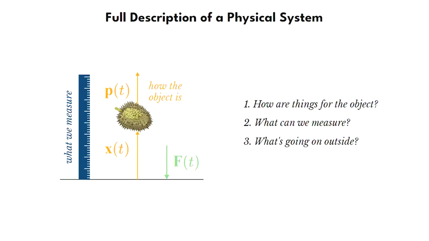And why I'm asking this question is that the fact you can predict that the durian will eventually fall down is because the dynamics is important to describe a physical system. So this brings us to the last point, which is how do things change? So with these four points, we can give a full description of a physical system. Now let's look into the detail of this point.